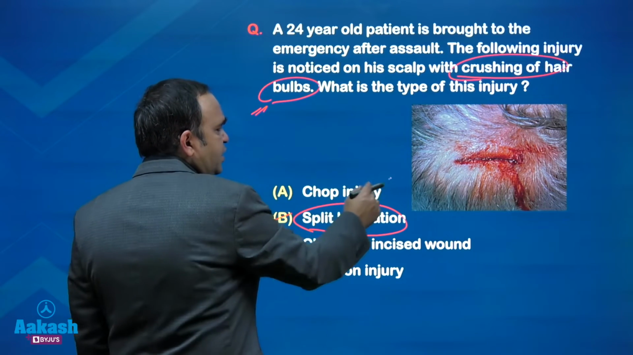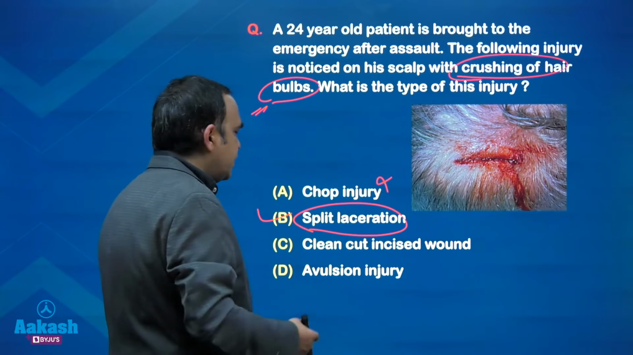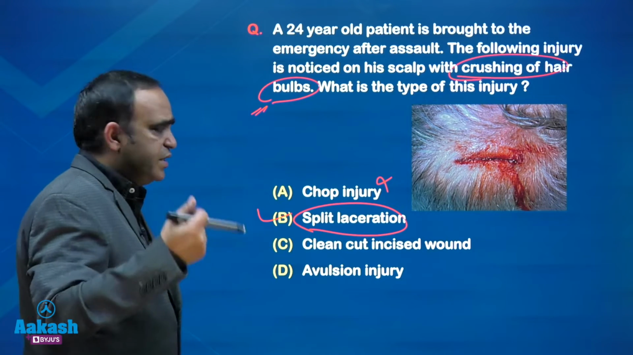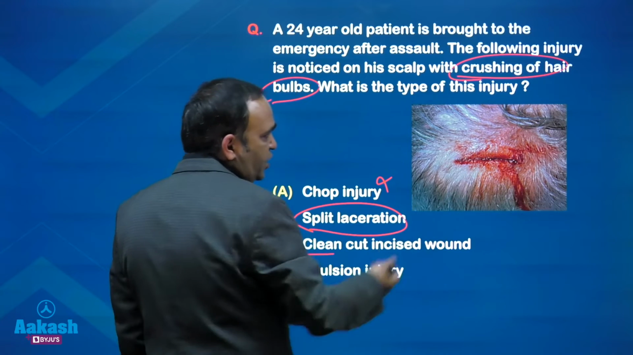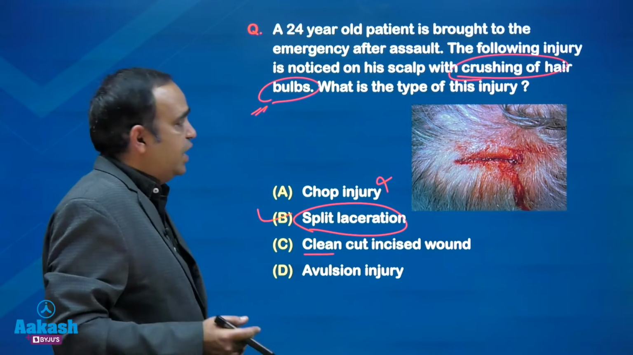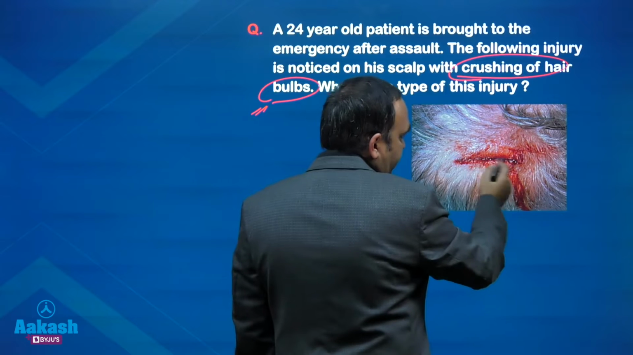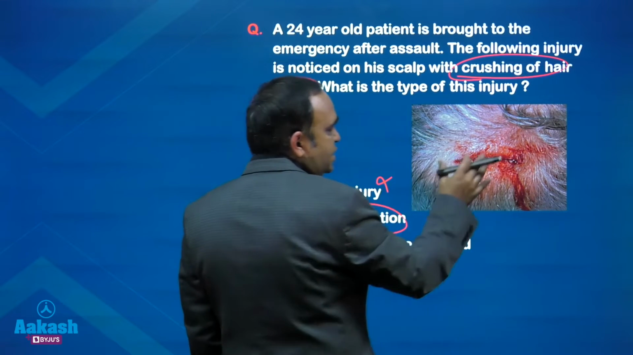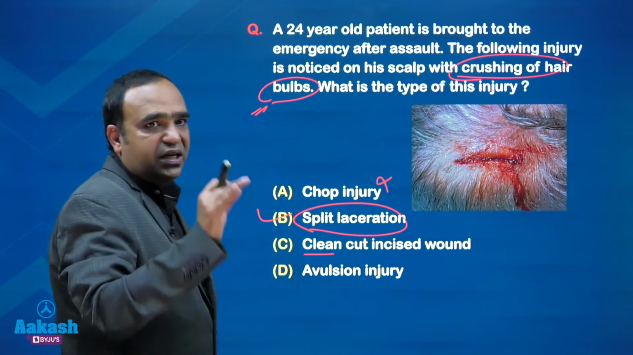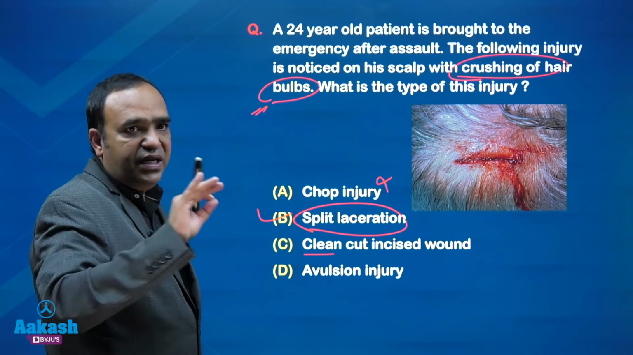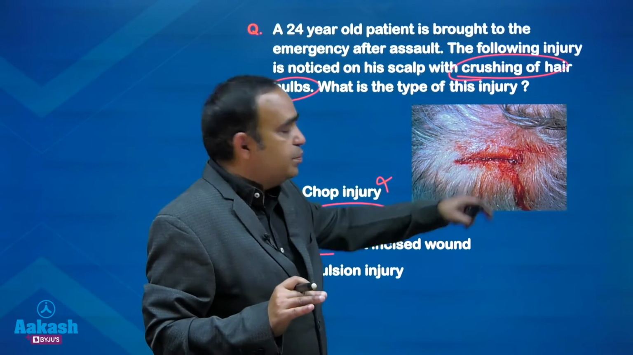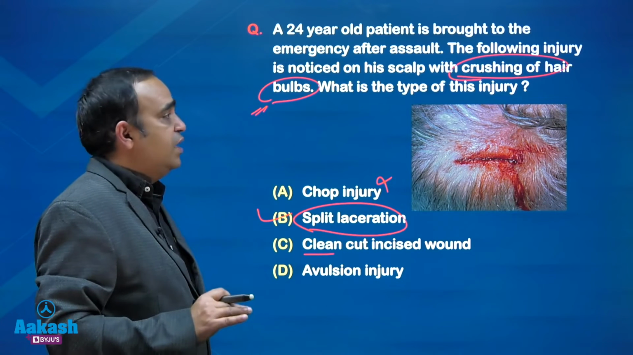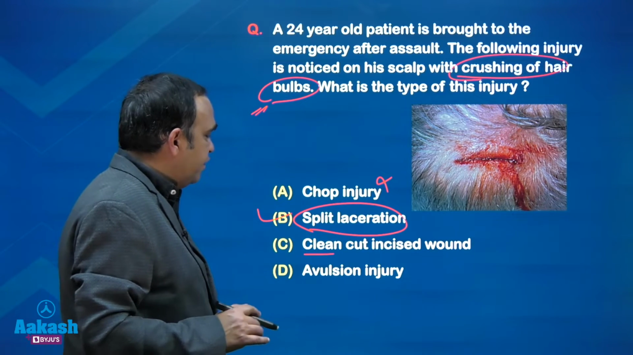It's not a chop injury. All of you know chop, cutting through with a heavy sharp edged object like an axe, right? Or it's not a clean cut looking wound. The edges are bruised here, ragged margins, the edges are bruised, they are not clean. In a clean cut incised wound, the edges are clean and they are not bruised. No bridging. Here you can see bridging between the tissues, which is again a feature of laceration.